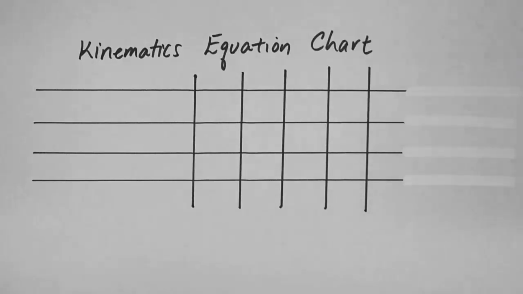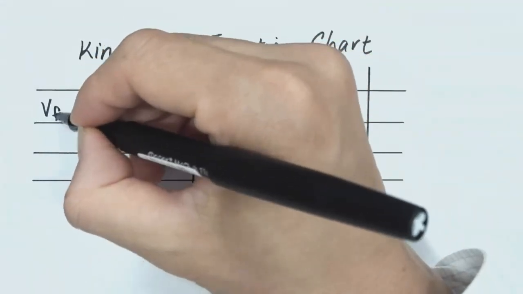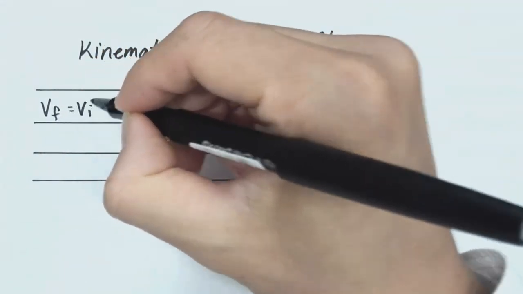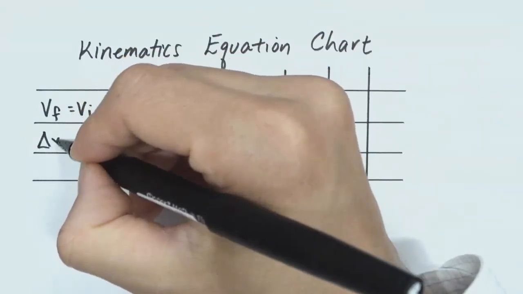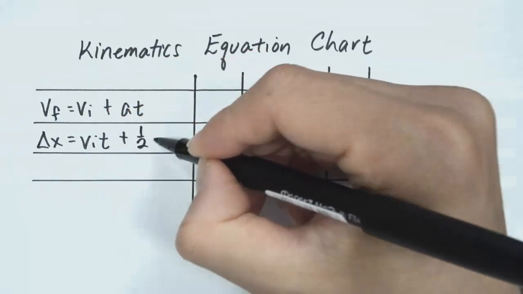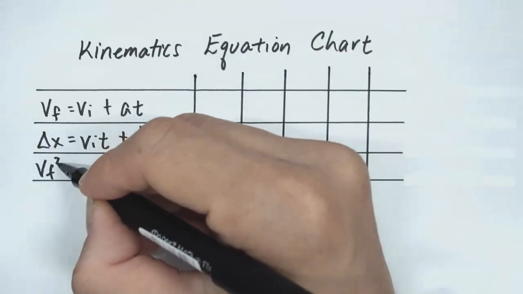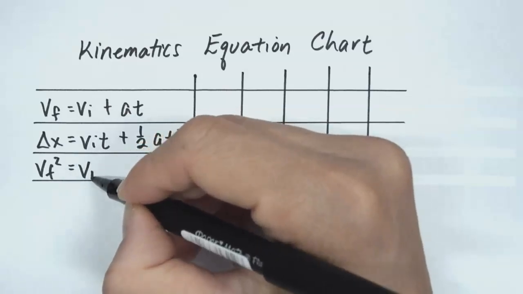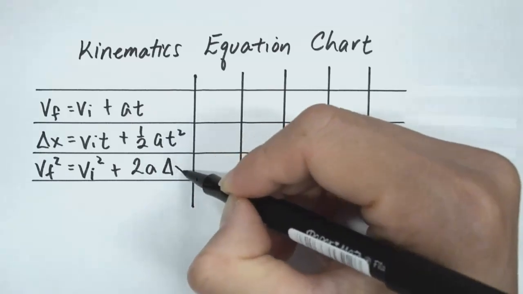All right, in this video, I'm going to show you how to create a kinematics equation chart and how to use it to solve kinematic problems. So we're going to first list the four kinematic equations. Vf equals Vi plus at. The second one is delta x equals Vi t plus 1/2 a t squared. The third one is Vf squared equals Vi squared plus 2a delta x.